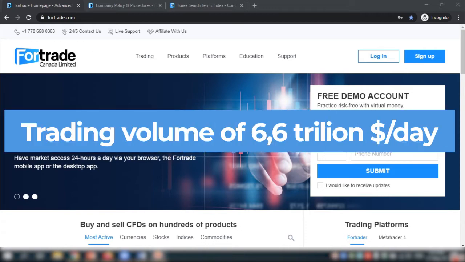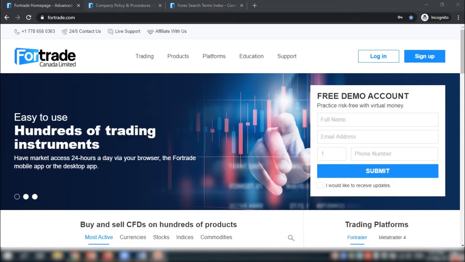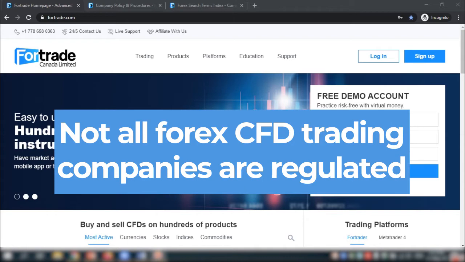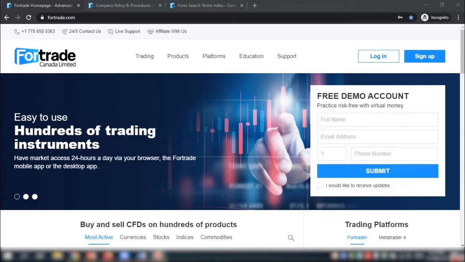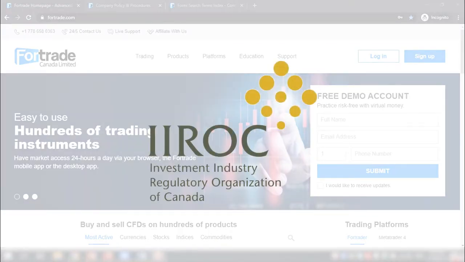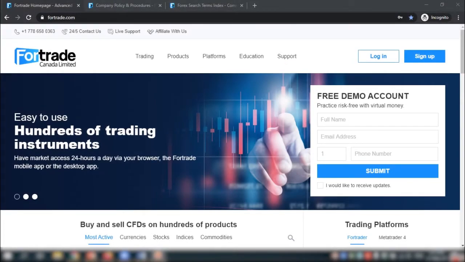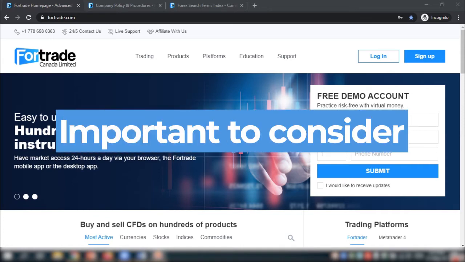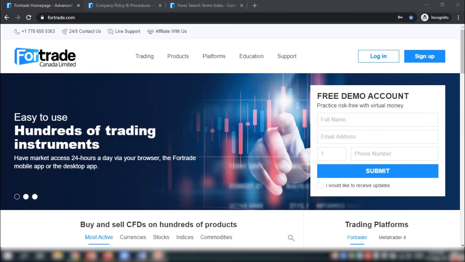Forex has a trading volume of some $6.6 trillion a day. It's a huge market that a lot of people participate in. But despite the size of the market, be aware that not all Forex or CFD trading companies are regulated or have the same standards. Fortrade, for example, possesses a license from the Investment Industry Regulatory Organization of Canada. But many companies in the industry do not have any license. The issue of trust and legal authorization is important to consider when trading with hard-earned money.